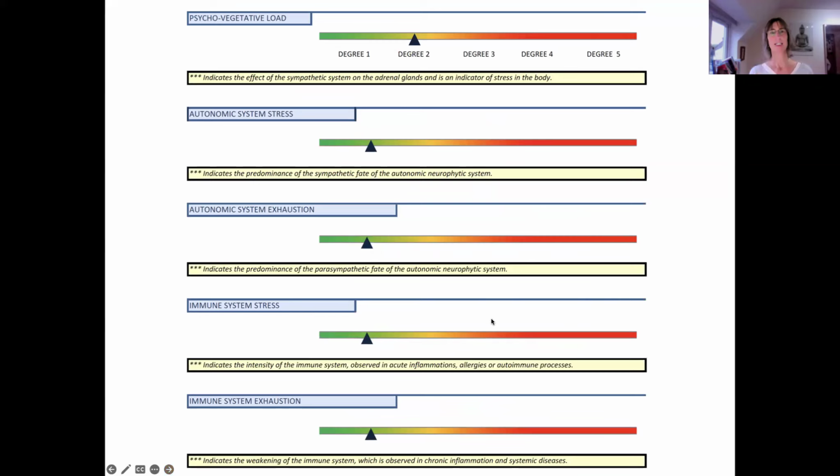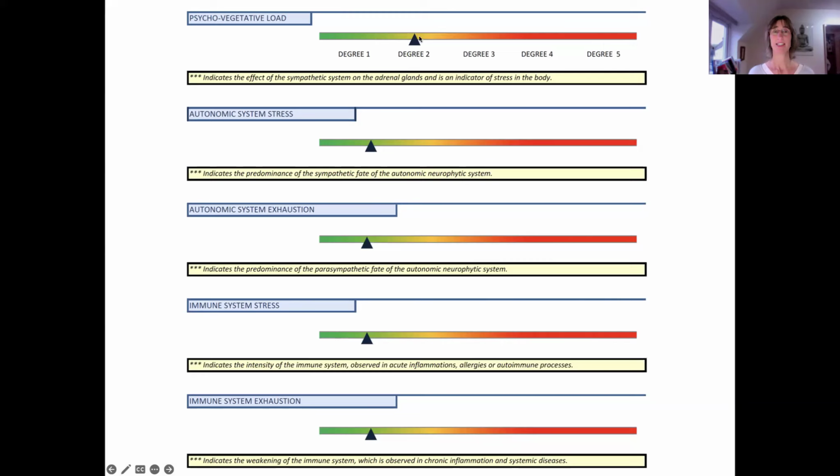And then, having looked a little at the energetic status of our cells in the diagnostic test, we move on to look at stress levels. So we start looking at the psychovegetative load: the stress on the sympathetic nervous system, the stress in the adrenal glands in particular. And as with all of these indicators, green is where we want to be and red is kind of high alert. We don't really want to be up there.